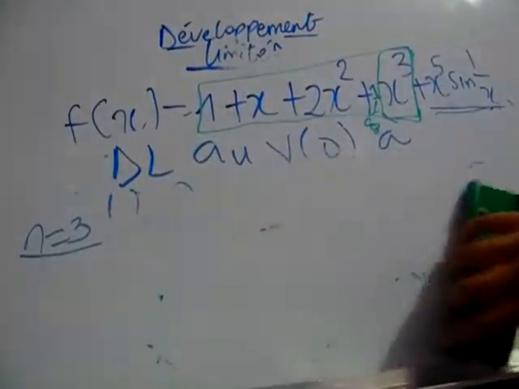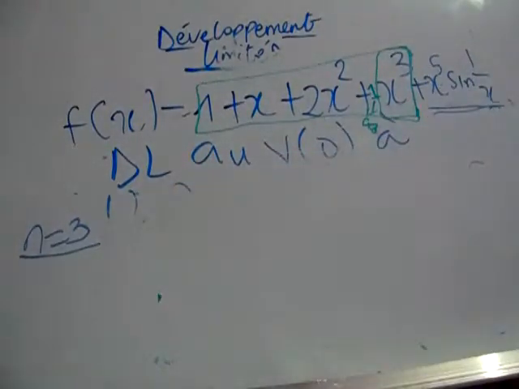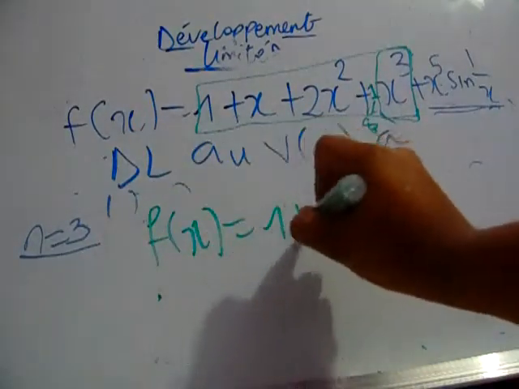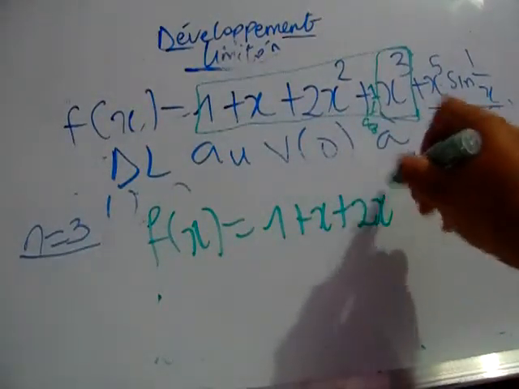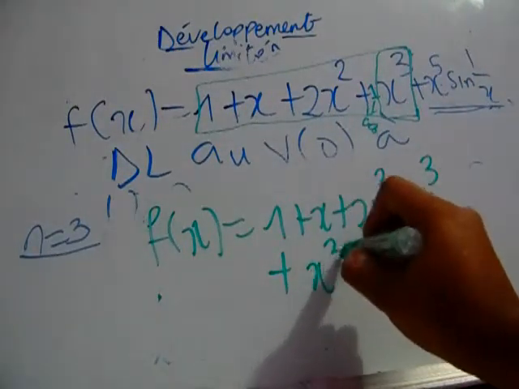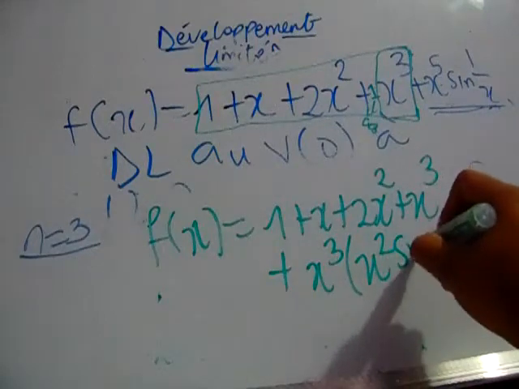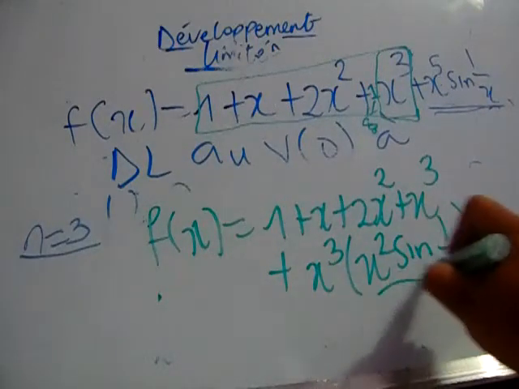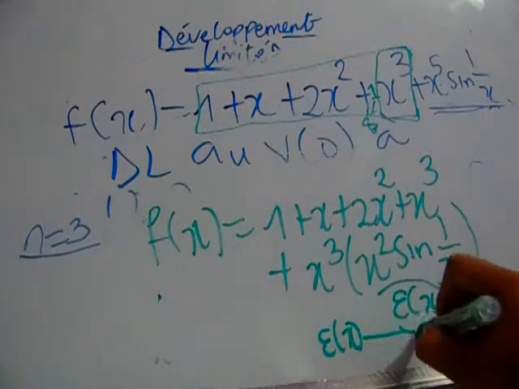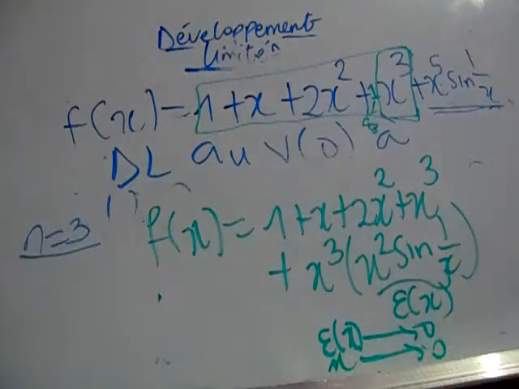So we'll write finally what our answer would be. In this case, f of x will be equal to 1 plus x plus 2x squared plus x raised to the power of 3 plus x raised to the power of 3 x squared sinus 1 over x, where this is our epsilon of x. And epsilon of x tends to 0 when x tends to 0.